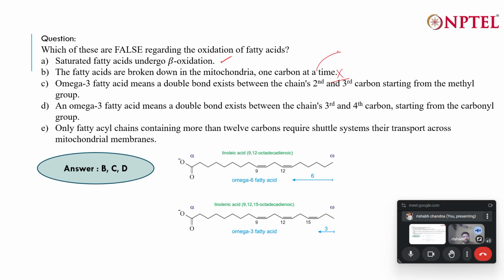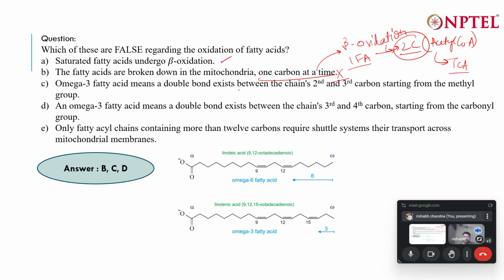When beta oxidation takes place, two carbons are removed from one fatty acid molecule. This two carbon compound is acetyl coenzyme A that enters the TCA cycle. So these are two carbon compounds derived from the fatty acid rather than one carbon at a time. So this option is false.